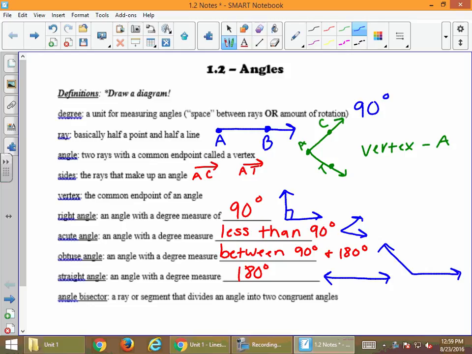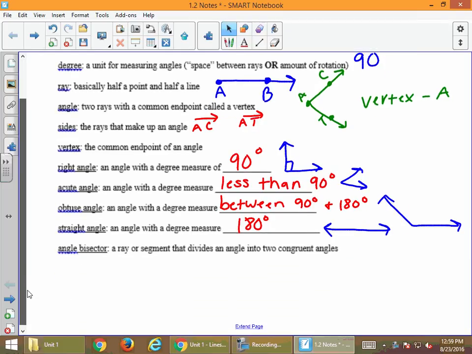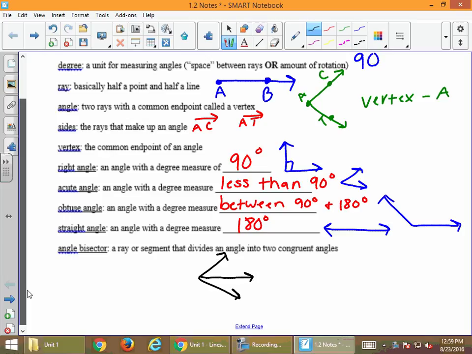And then an angle bisector. We talked about segment bisectors yesterday. What does a segment bisector do? Cut the line in half. So what do you think an angle bisector is going to do? Cut the angle in half. If we have an angle, like so, and there's a ray or a line coming from the vertex, it's cutting that angle in half.